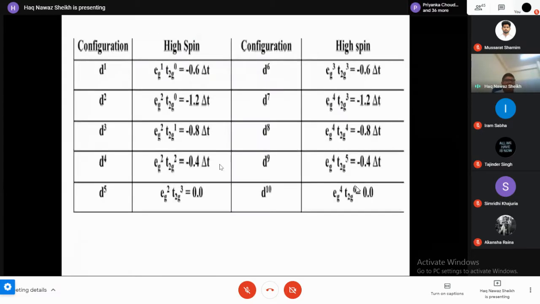These are the values that have been calculated for the tetrahedron complexes. For D1, the crystal field stabilization energy is minus 0.6 delta T, and the configuration is Eg1. So for D2, it is minus 0.12. For D3, it decreases because the next electron has to go into the higher energy orbital. And D4, it still decreases. D5, as usual, has zero crystal field stabilization energy. This is true for the octahedron as well as tetrahedron complexes.